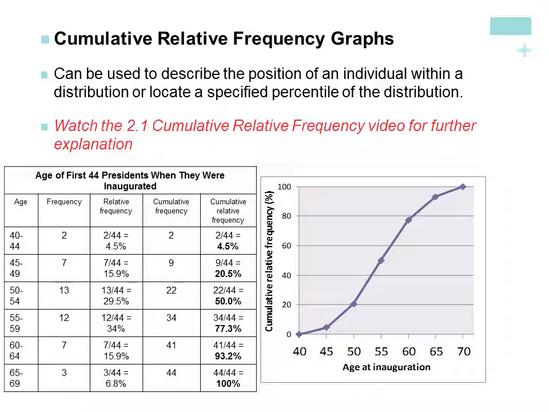That makes sense when we look at this graph, because we can easily find the percentile. The cumulative relative frequency positions tell us what percent of the data is at that point plus everything below it. If you need a little more explanation, go on Blackboard and take a look at the video 2.1 cumulative relative frequency video.